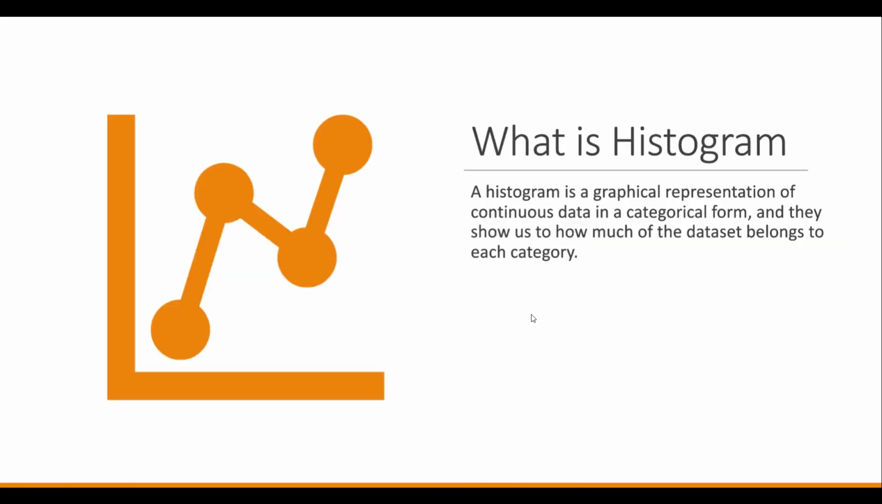So basically, a histogram is a graphical representation of continuous data in a categorical form, and it shows us how much of the data set belongs to each category. Some histograms are represented with the dependent variables along the horizontal axis, while the independent variables are represented on the vertical axis. In simple words, it is a graphical representation of the frequency distributions of data, and it is a two-dimensional figure that shows rectangles touching each other. And one more thing, there are no gaps between bars.